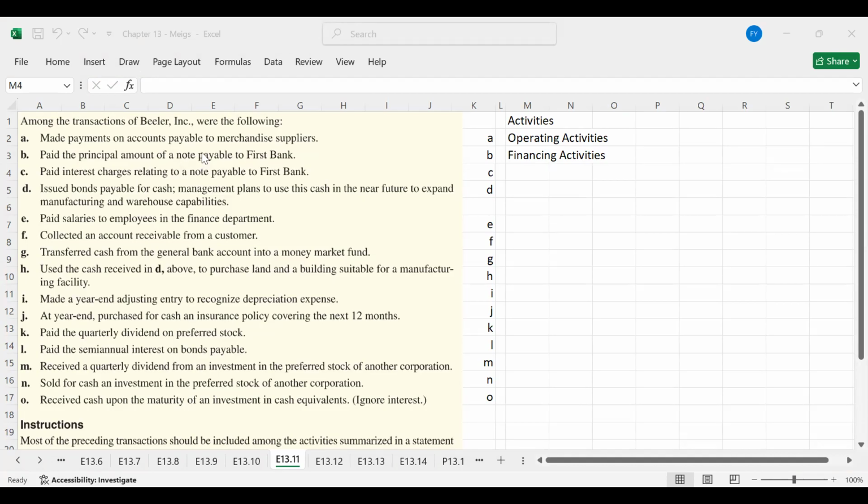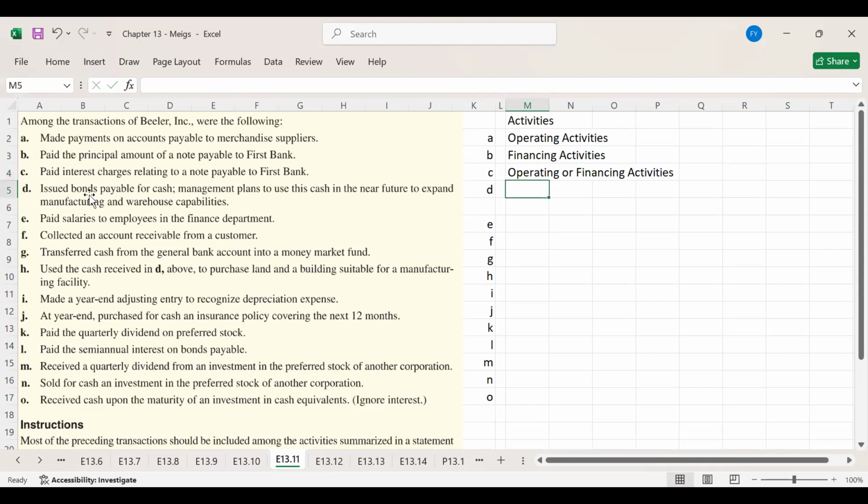The third one is the C part, paid interest charges relating to a note payable. So this note payable is the principal amount. So this principal will always be classified as financing activities, whereas the interest charges may be classified as operating activities or financing activities based on the regulation or rules the company is following. If the company is following GAAP, then it would be operating activities, or if the company is following IFRS, then interest charges may be classified as financing activities. So interest paid is operating, or you can say financing activities.